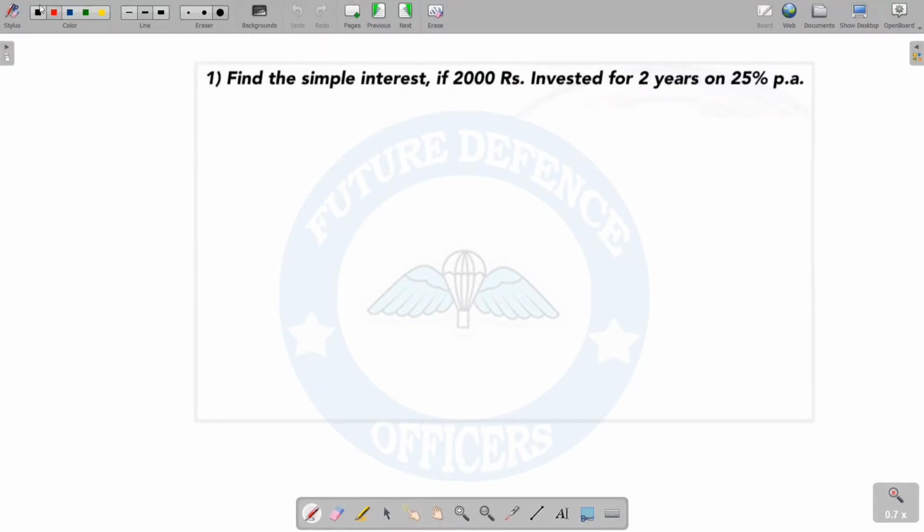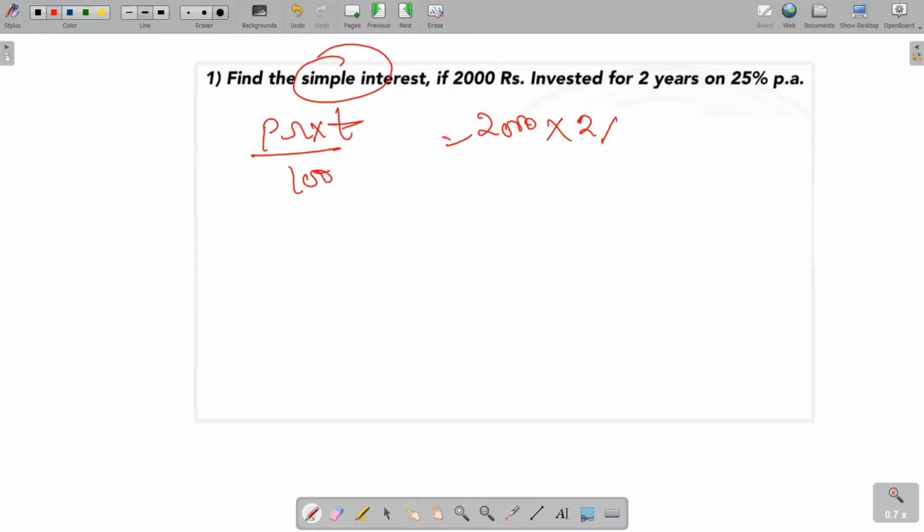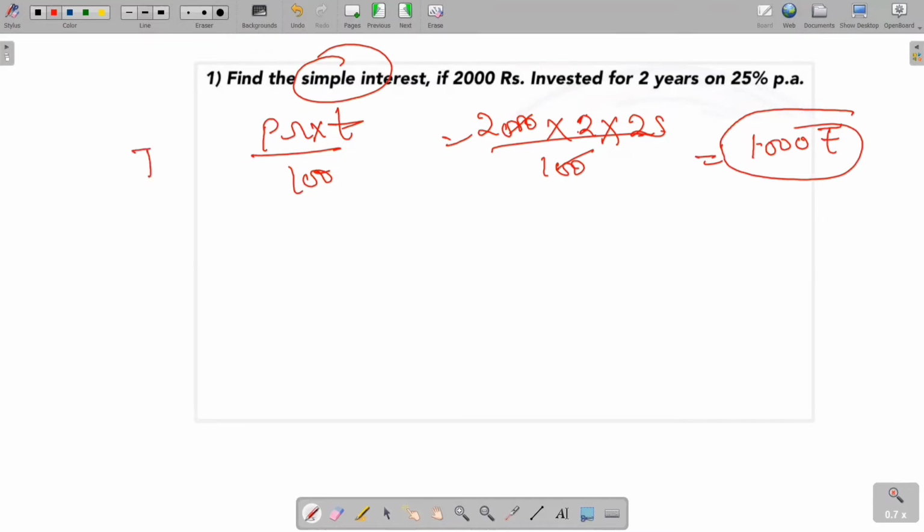If you want to implement that formula, simple interest formula is PRT by 100. Just put P 2000, R is 25, time is 2, upon 100. So we got 2020... so this became 1000 rupees. 25 duni 50, duni 100, 1000 rupees. Okay, this is the interest. Now they are asking what the simple interest is. So this 1000 rupees is the interest. Now if they ask what is the amount you will repay: the 2000 you have taken plus 1000 interest, so you will be repaying 3000 rupees.